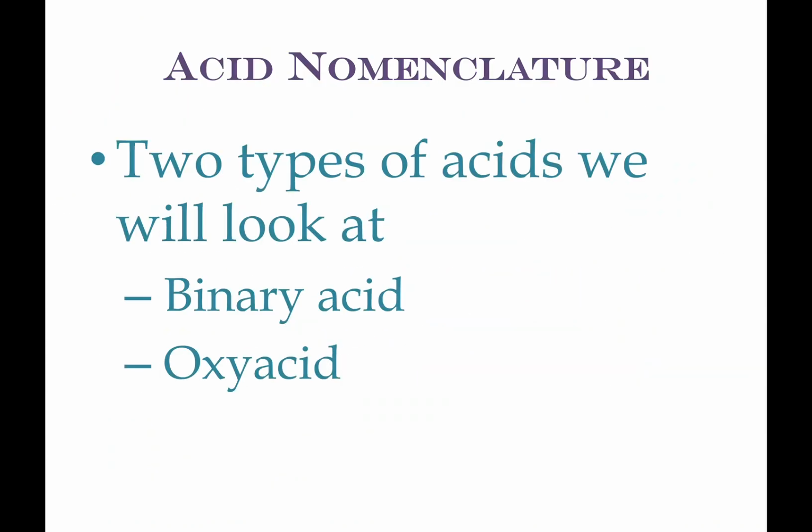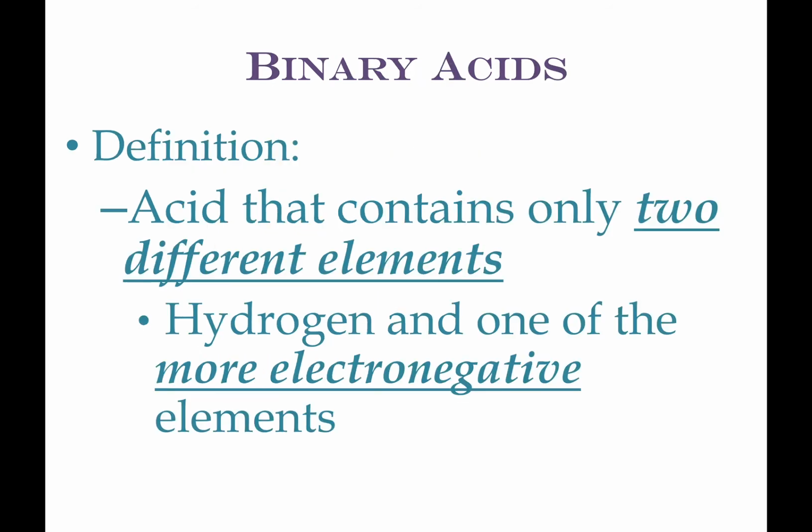So there are two different types of acids. We mentioned this briefly during the naming lab, but we're going to go over it again really quick. We have a binary acid and an oxyacid. Binary acids are going to contain only two different types of elements. Hydrogen is always one of those elements, and then one more element. That element is generally more electronegative, so it's definitely more electronegative than hydrogen.